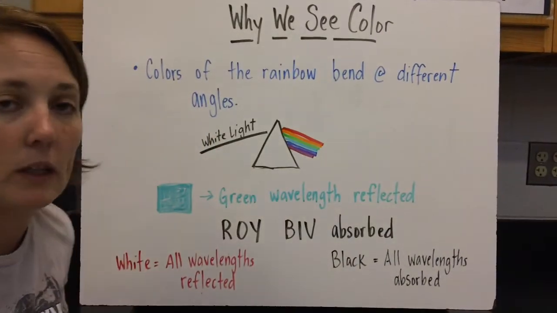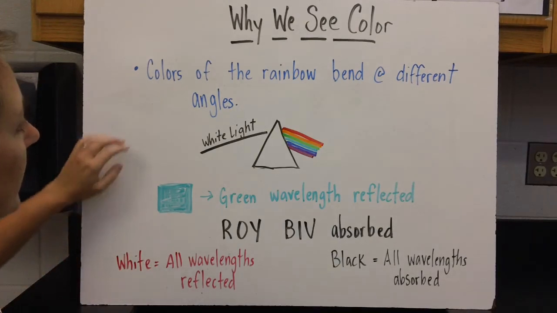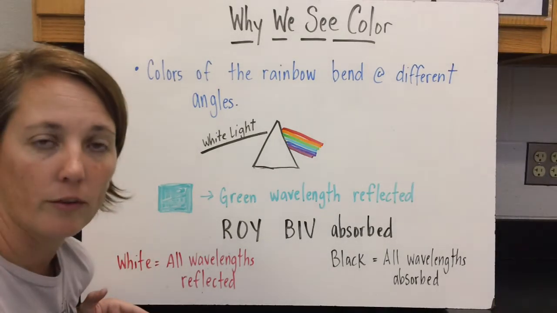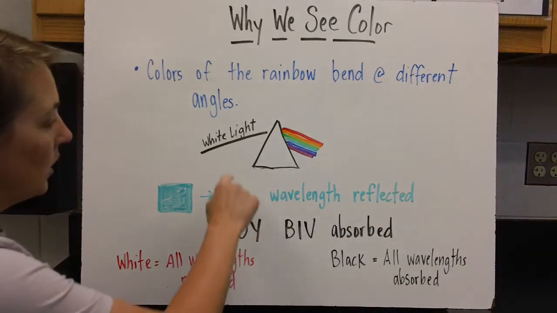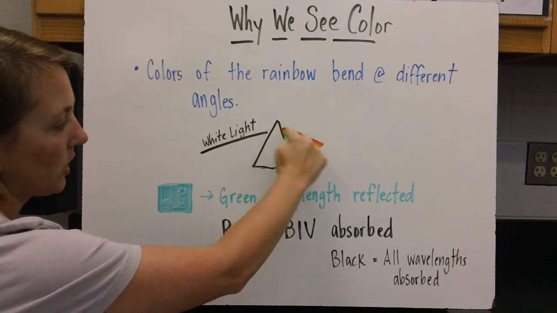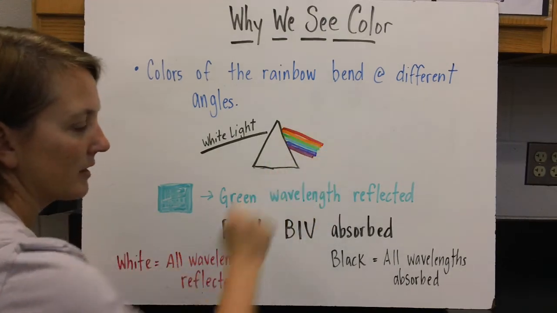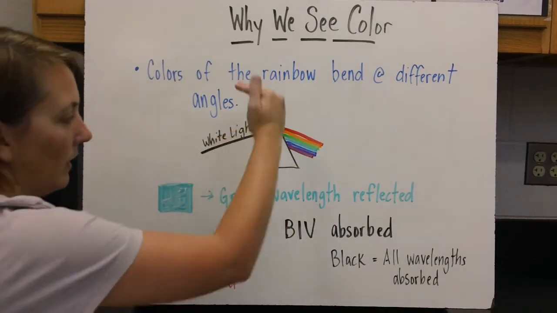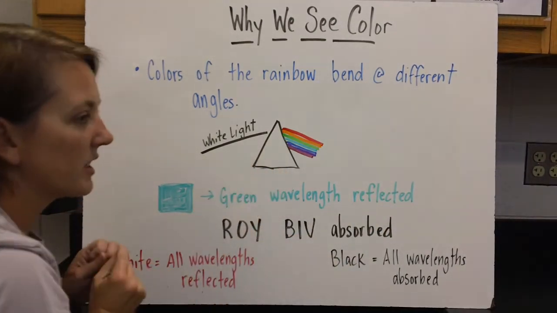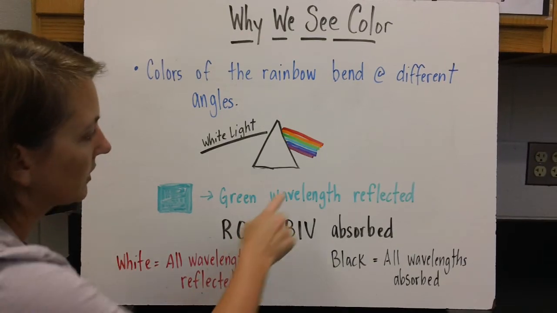Now, why is it we can see different colors? All right, and that's what this last slide is about. The colors of the rainbow bend at different angles. Not every color of the rainbow bends at the same angle. So if we have white light coming into this prism, you can see each color of the rainbow is bent at a different angle. If they bent at the same angle, we would have white light in, white light out, okay? And so a prism's job is to separate this white light into different wavelengths.